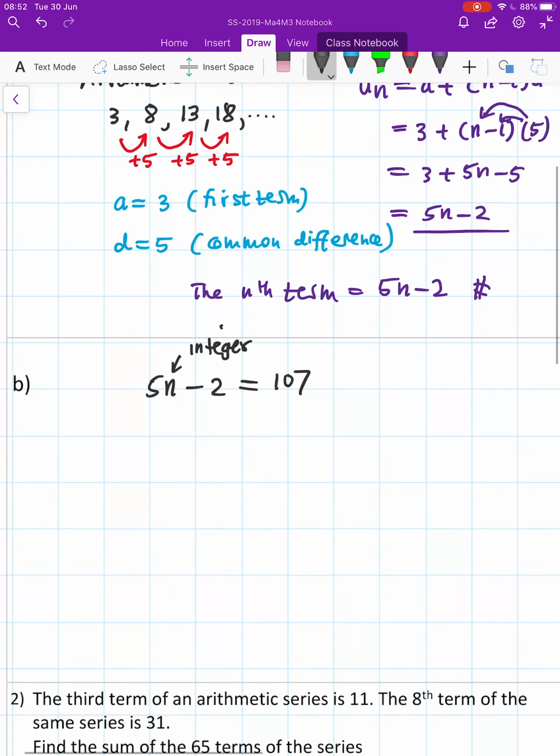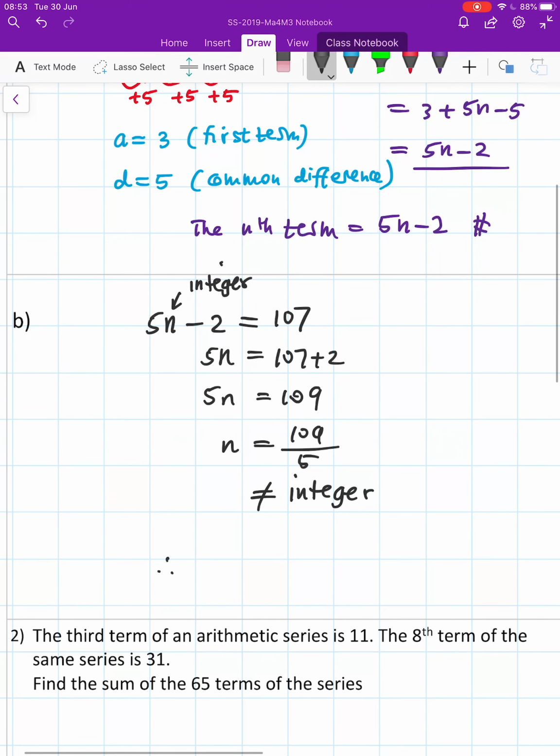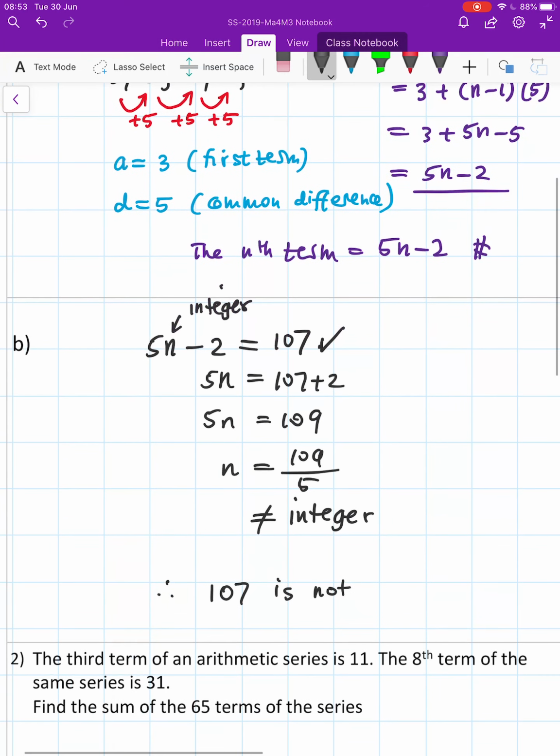So plus 2 both sides, 5n is equal to 107 plus 2. 5n is equal to 109. n equals 109 over 5. And you can see it doesn't give you an integer. It's not a nice number because 109 cannot be divided by 5 fully. Or should we say 5 doesn't go into 109. Therefore, our conclusion is 107, which is the value that we're trying to work out, is not in this sequence.